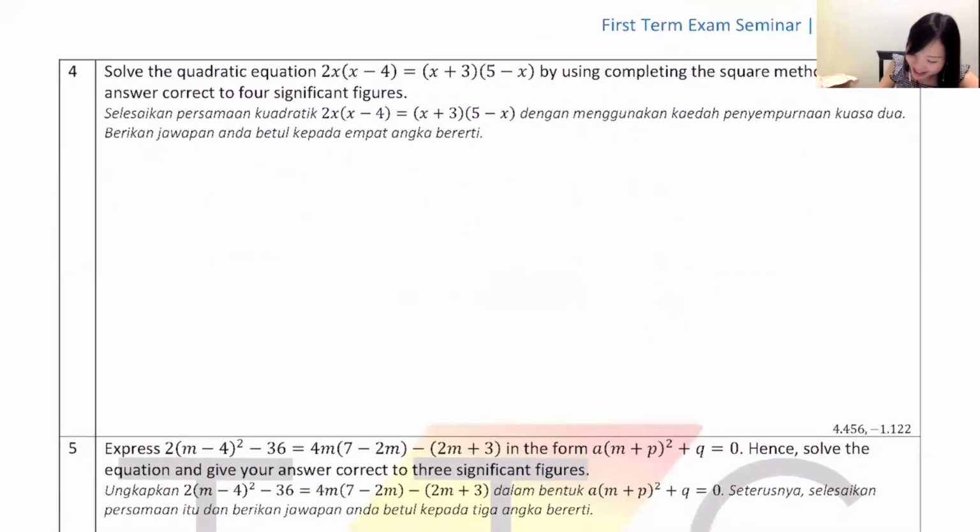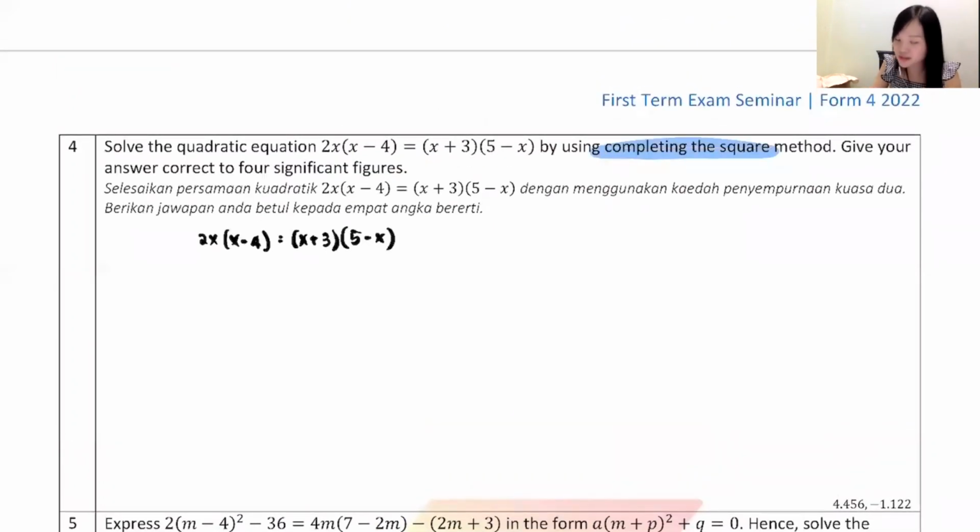But there, question 4. They say, solve the equation 2x bracket x minus 4 equals x plus 3 times 5 minus x. They say solve this particular equation by using, eyes open big, completing the square. Yeah guys, the very troublesome method, okay? They say give your answer correct to 4 significant figures. Answer also ugly. But please don't tell me, teacher, must use the quadratic formula. No. I never say that. Because the moment they say using completing the square, you have no choice already. Definitely must use completing the square.